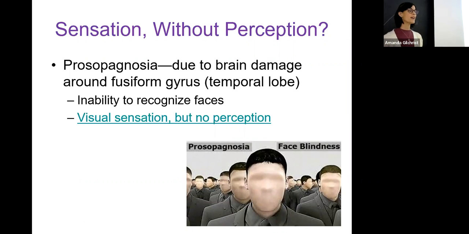Some people are known to have prosopagnosia with that. So here's what they have. They don't have problems recognizing objects, but if you show them a face, they have an inability to recognize faces by sight. This is a case where they sense, they can see that it's a face, they know it's somebody's face, but they can't perceive who that face belongs to.